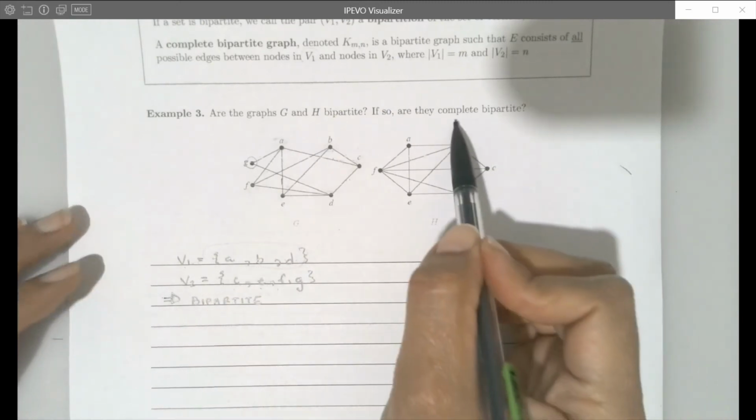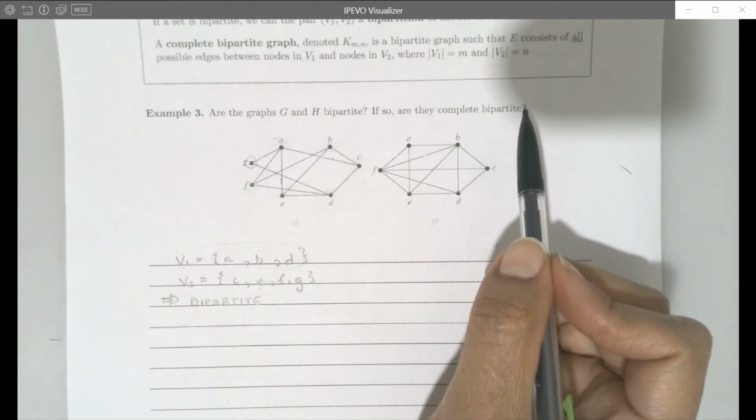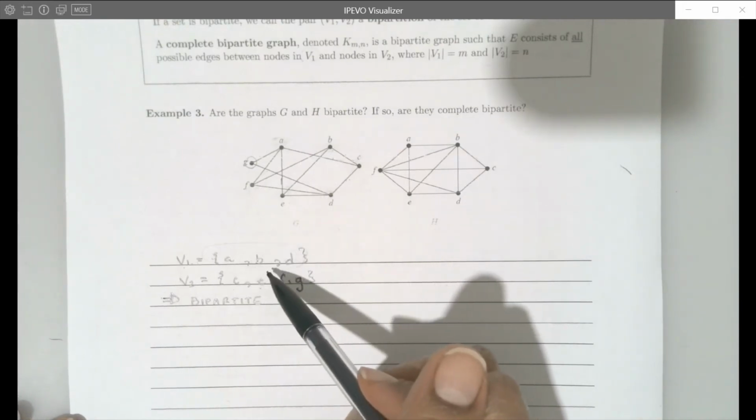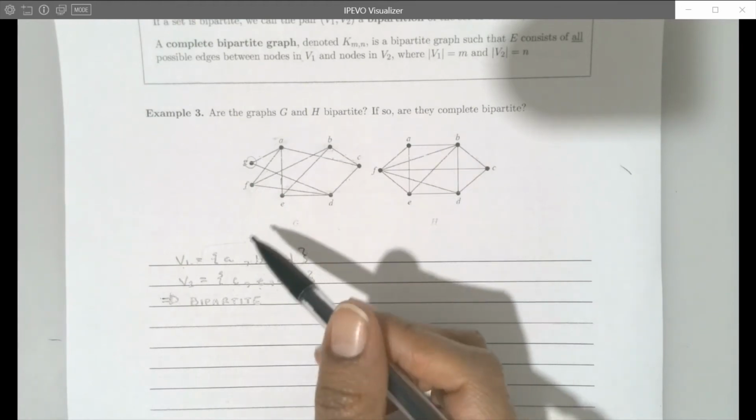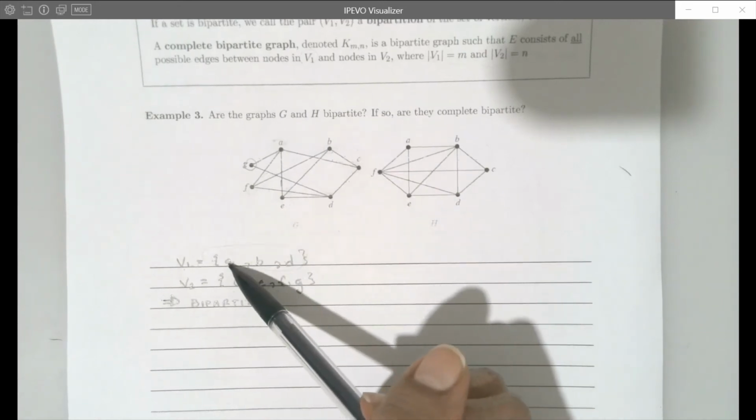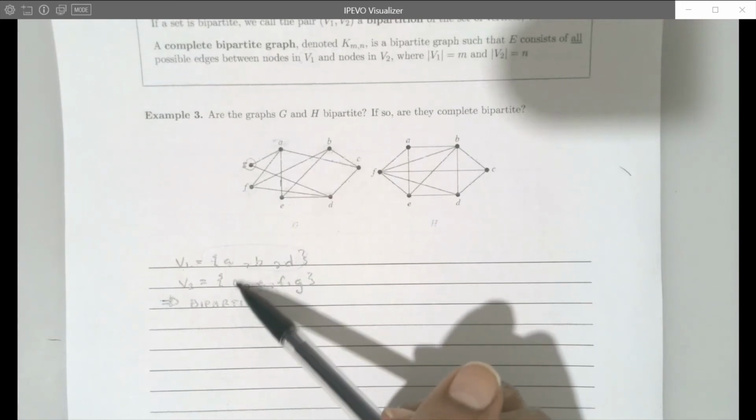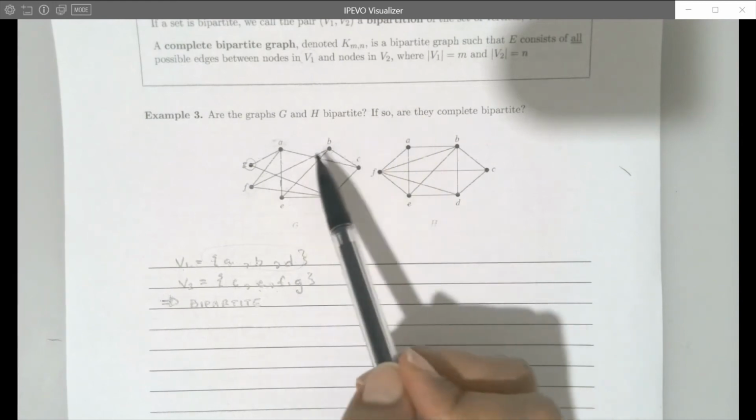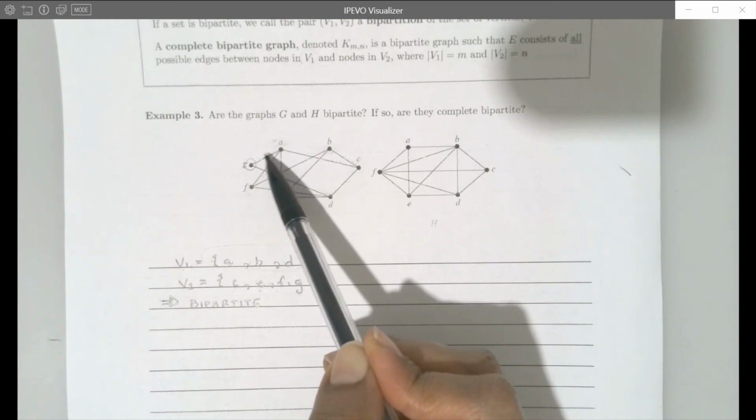Okay. Is it complete bipartite? So complete bipartite means that the graph contains all possible edges between the two sets. Okay, so between the sets of the bipartition. So if we take a look at A, all possible edges that have A would be A with C, A with E, A with F, and A with G. So we see here A with C, A with E, A with F, and A with G.